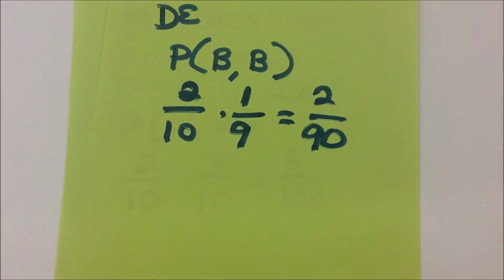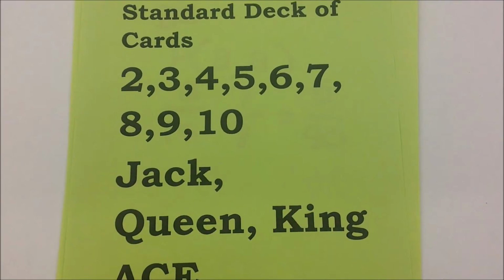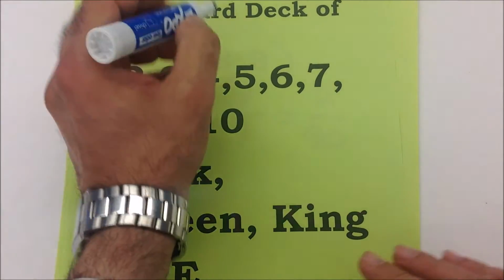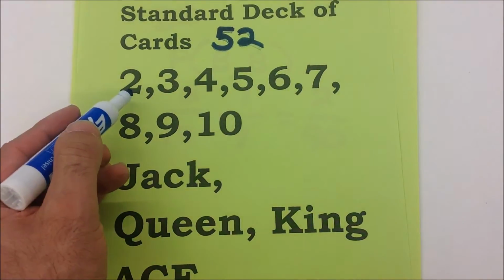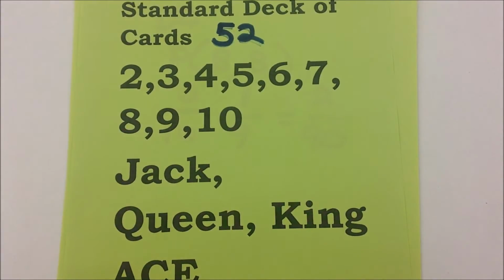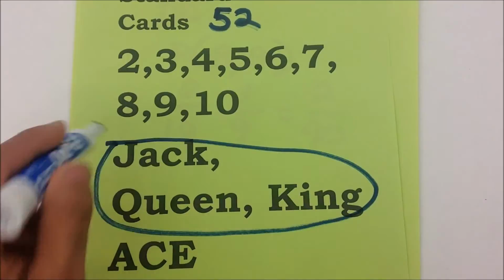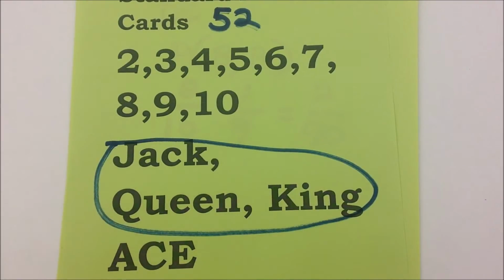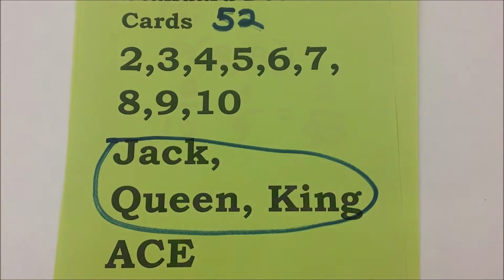Okay, let's look at another example using a standard deck of cards. Okay, so in a standard deck of cards, there's 52 cards in a deck. And there's 4 of each of these cards. There's 4 2s, 3s, 4s, 5s, 6s, 7s, and so forth. These cards here, the Jack, Queen, and King, are called the face cards. And the Ace is a special card. Sometimes it could be the low card, and sometimes it could be the high card. So we have 52 cards in a deck.